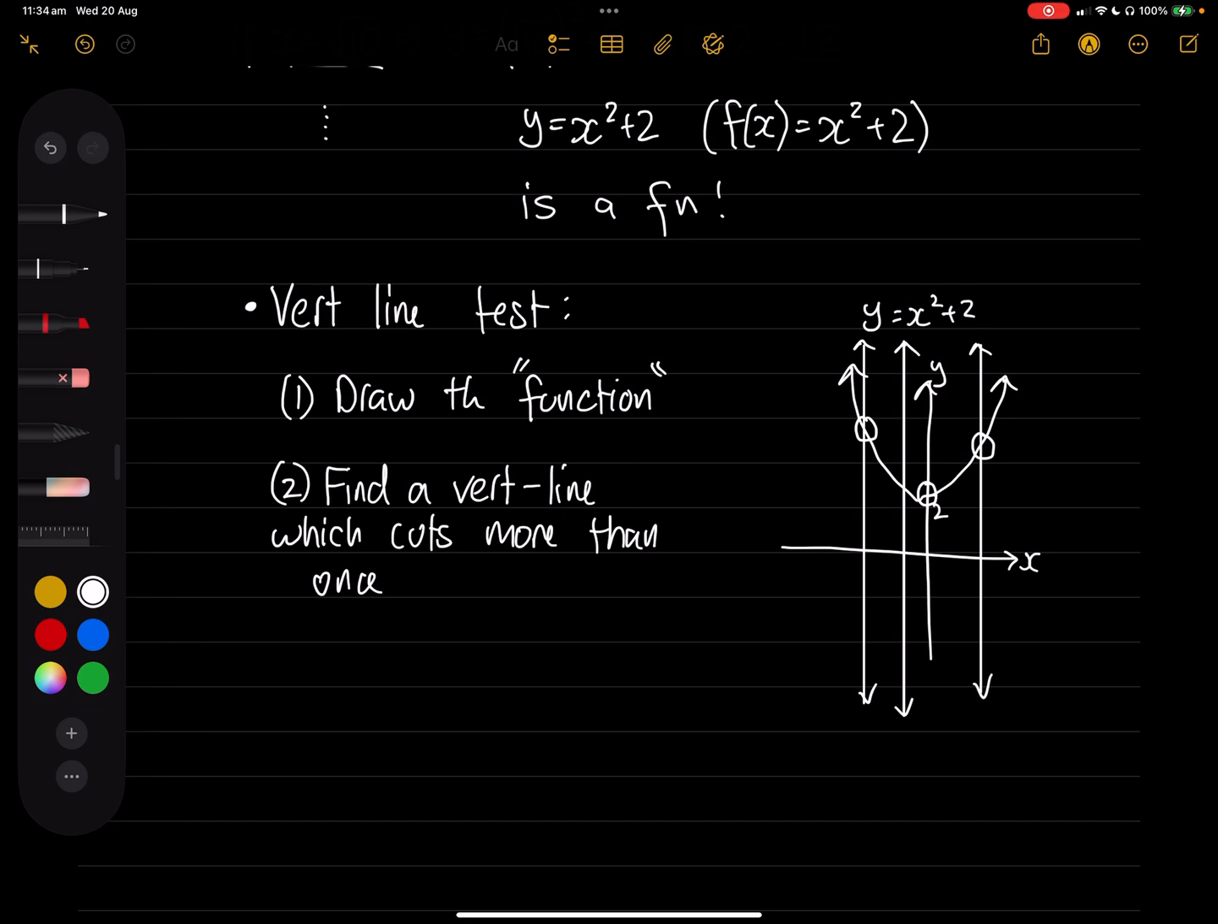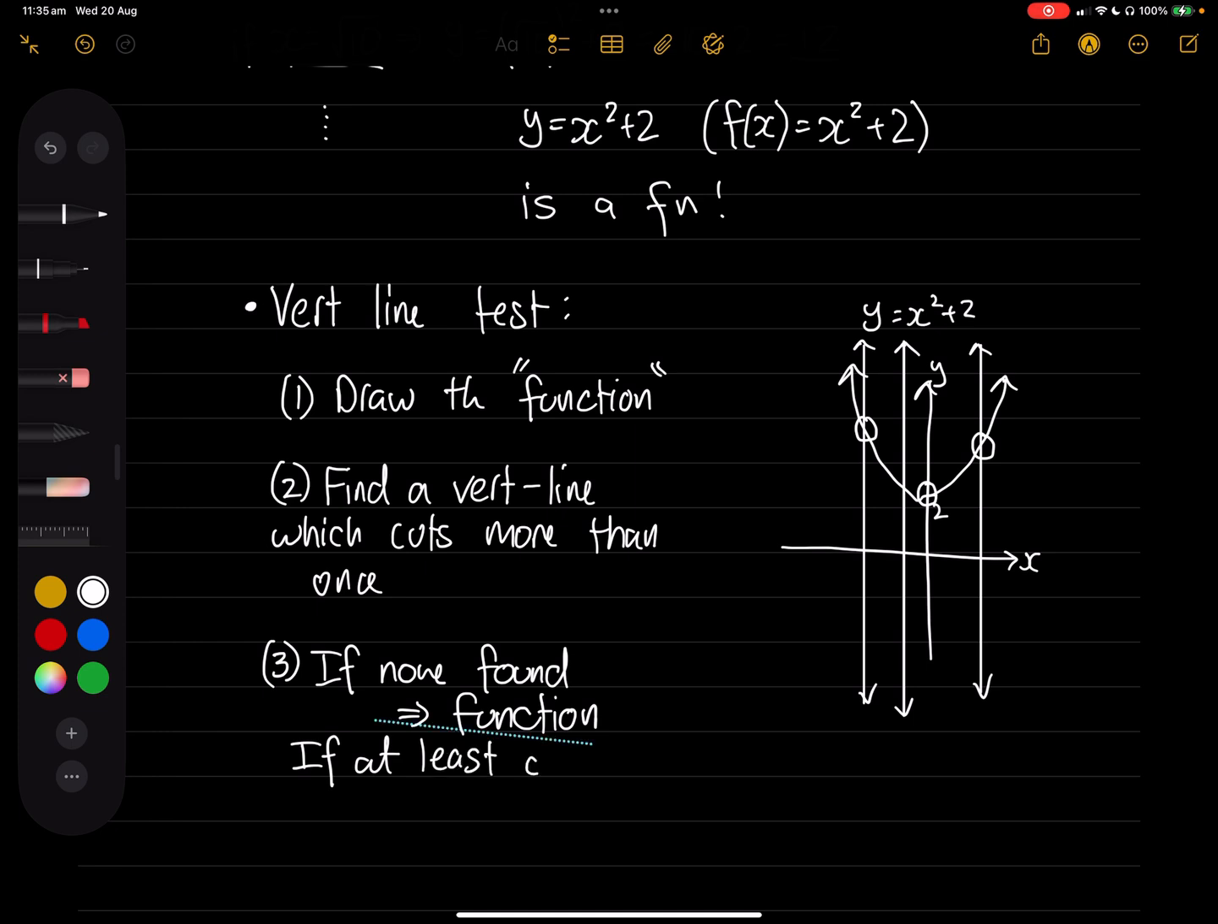So for step 2, we're trying to find a vertical line which cuts more than once. Well, there aren't any, right? You could keep drawing tons of these, and you're not going to find anywhere it cuts more than once. So for step 3, essentially, if none are found, this implies that you're dealing with a function. And if at least one is found, you are dealing with something that is not a function.